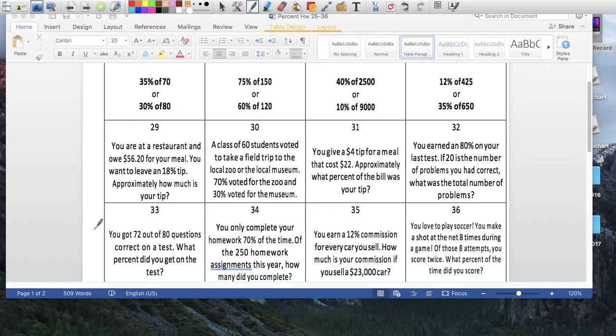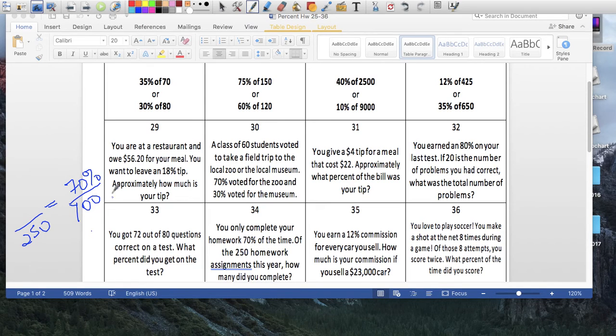Number 34, you only complete your homework 70% of the time. That's funny. Of the 250 homework assignments this year, how many did you complete? Okay, so 100%, you made 70% of all your homework. There were 250 times that homework was assigned. So how many homeworks did you actually do?